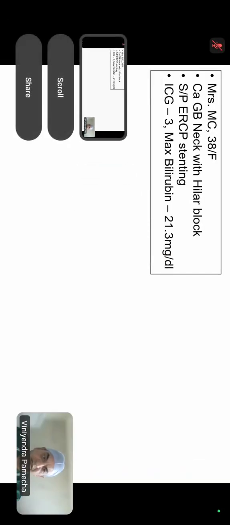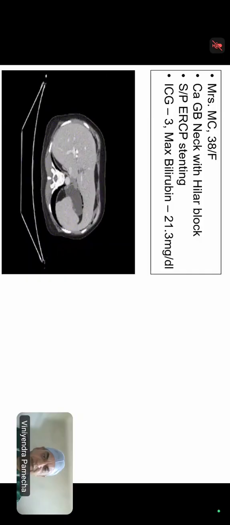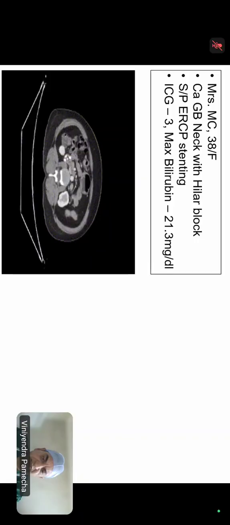So just to go through a case of how liver steatosis and steatohepatitis play a part. This is a 38-year-old female with gallbladder cancer, cancer of the gallbladder neck with hilar block. She had an ERCP stenting, and ICG was 3. Her maximum bilirubin was 21. She had ERCP stenting done. At the time of her resection, the bilirubin was 3.